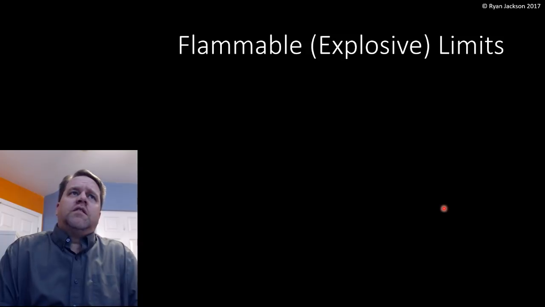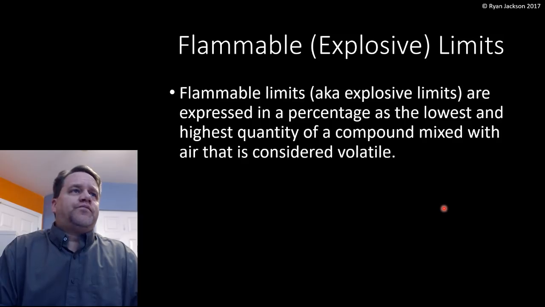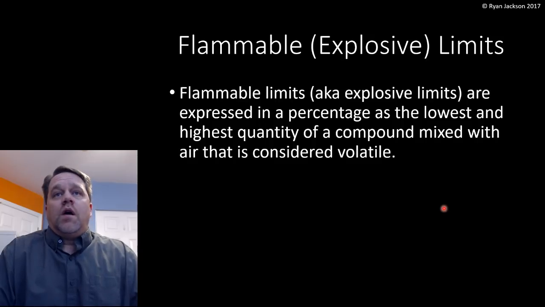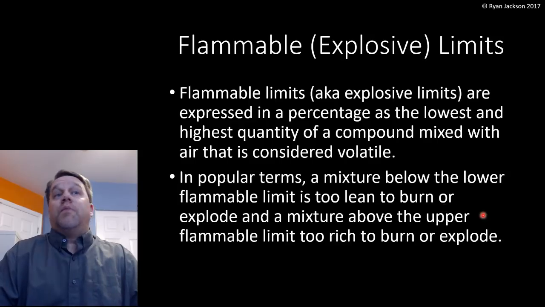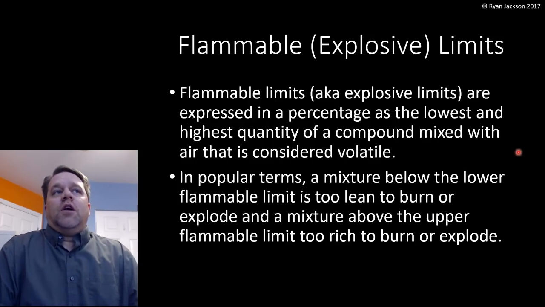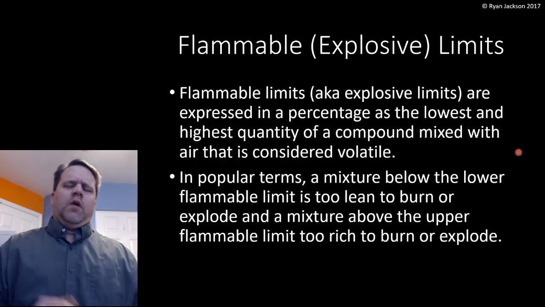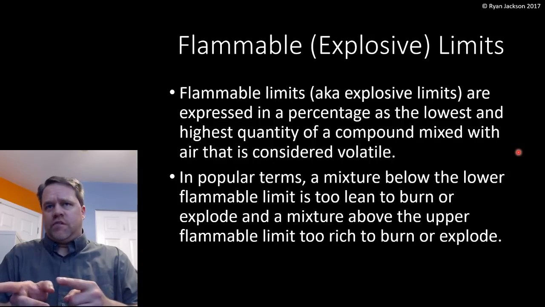The other thing that we need to consider is upper and lower flammable limits or explosive limits. Flammable limits or explosive limits are expressed in a percentage as the lowest and highest quantity of a compound mixed with air that's considered volatile. So in popular terms, a mixture below the lower flammable limit is too lean to burn or explode, and a mixture above the upper flammable limit is too rich to burn or explode. There's a Goldilocks zone, where it's not too hot and it's not too cold. It's not too soft, it's not too hard, right?